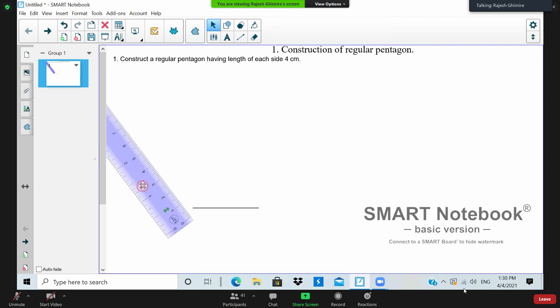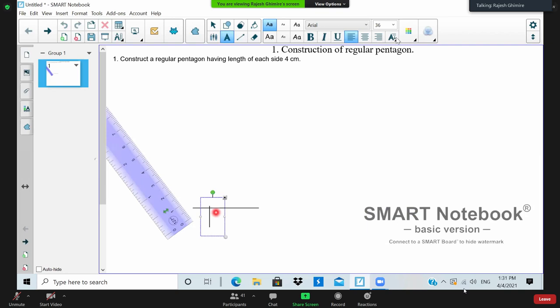Did you draw it? Yes, sir. Okay. Now, once you have drawn a line of 4 centimeter length, look. Its length is 4 centimeter. This length is 4 centimeter.